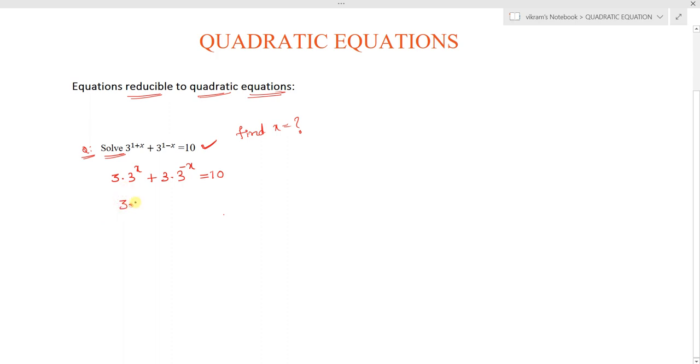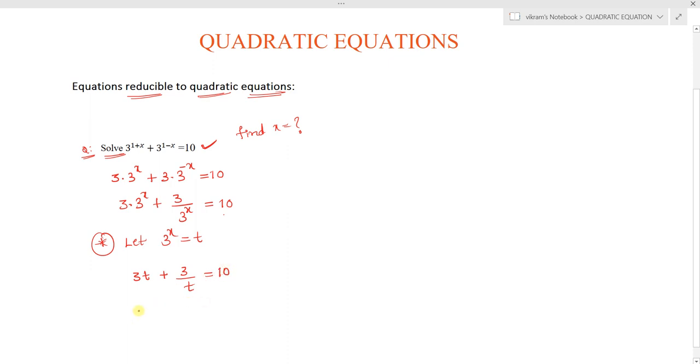Now we have to reduce this into a quadratic equation. We can write this as 3 into 3 power x plus, since 3 power minus x can be written as 1 by 3 power x, equals 10. The important step is to substitute 3 power x equals some parameter, t. Substituting in the above equation, it becomes 3 into t plus 3 by t equals 10.